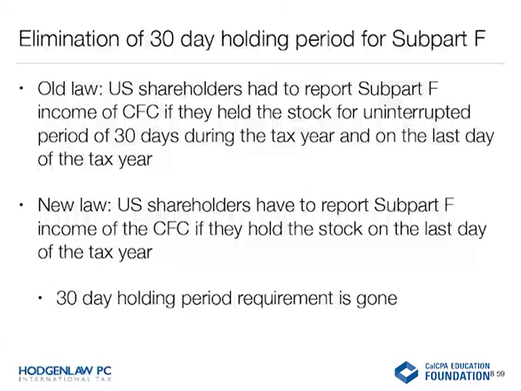They also eliminated the 30-day holding period for Subpart F inclusions. I've heard a lot of practitioners out there seem a little unhappy about this one. Old law, U.S. shareholders had to report Subpart F income of the CFC if they held the stock for an uninterrupted period of 30 days during the tax year and on the last day of the year. Now it's just if they hold stock on the last day of the tax year. The 30-day holding period requirement is gone.